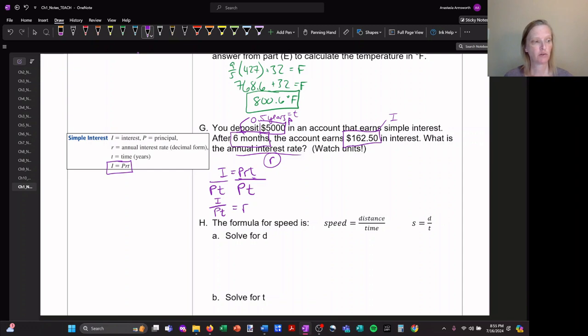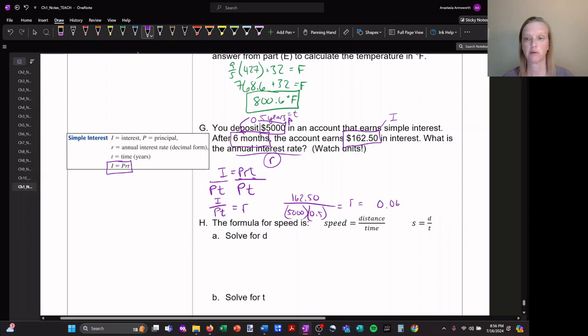If we plug in the values that we've been given, the interest is 162.50. The principal is 5,000. And the time is 0.5. If you do the multiplication, you get as your answer that the R is 0.065.